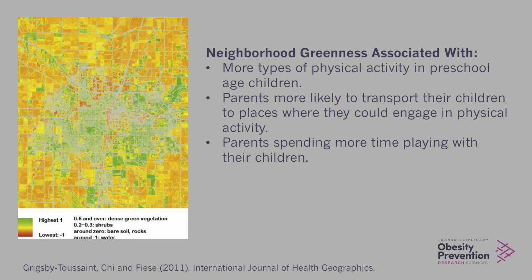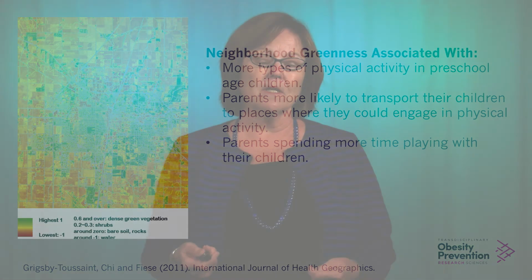In this last example, the researchers used GIS mapping to look at exposure to green space in families' neighborhoods. And what they found is that families that lived in greener neighborhoods, that is where there were more pocket parks, more access to green space, their children engaged in more physical activity. And their parents were more likely to transport their children to places where they could engage in physical activity, and their parents spent more time playing with their children.